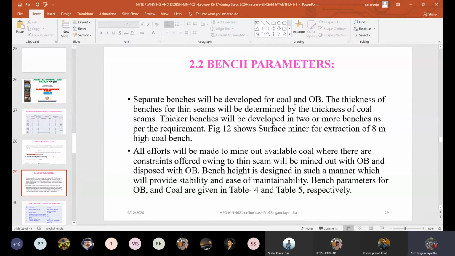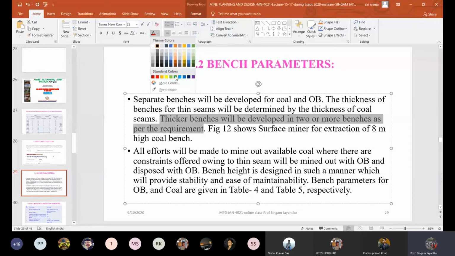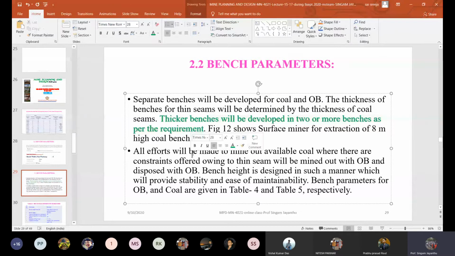That is the meaning of this. And then thicker benches will be developed in 2 or more benches as per the requirement. So this is what is to be done, as I was trying to reiterate again and again to my beloved students in a green color. That's why I am telling you, you know about this. So this is the way we decide the bench parameters.